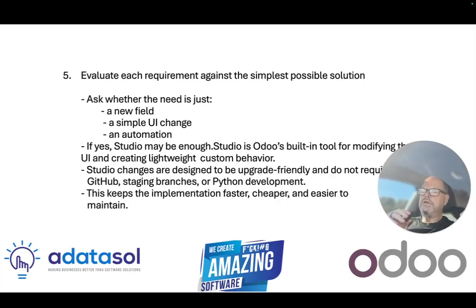Studio is used for adding new fields, moving fields around or hiding fields on screen, doing automations, or you can actually create an entirely new Odoo module that is a custom module. And all of that using Studio is not considered a true customization because that is all still built in to the live version of your file. So that means that you don't have to worry about using GitHub or using staging branches. You can have those and do Studio functionality in staging branches if you want to, but you don't have to.